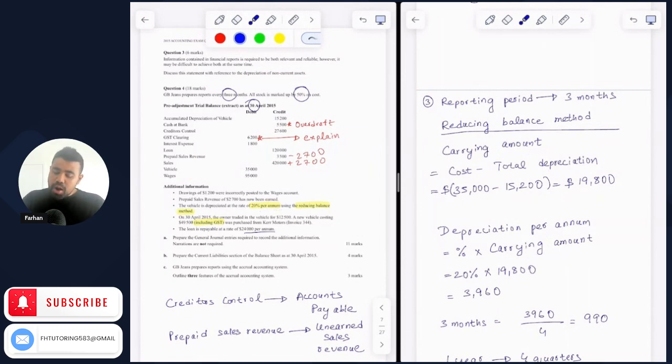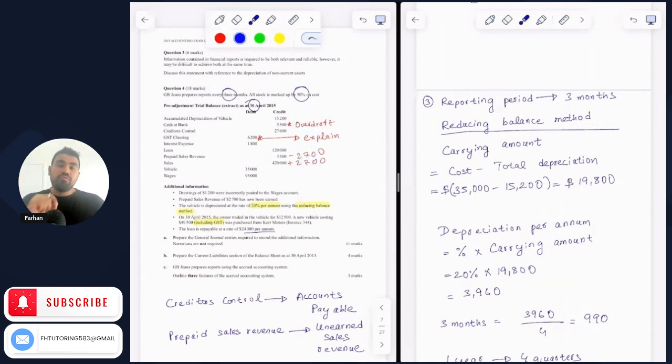So depreciation per annum is percentage multiplied with carrying amount. And the reason this is the carrying amount is because we are using the reducing balance method, right? So 20% multiplied by $90,800 in the carrying amount, which we had derived earlier, and that gives us annual depreciation of $3,960. But hang on, we need to be careful with something else.